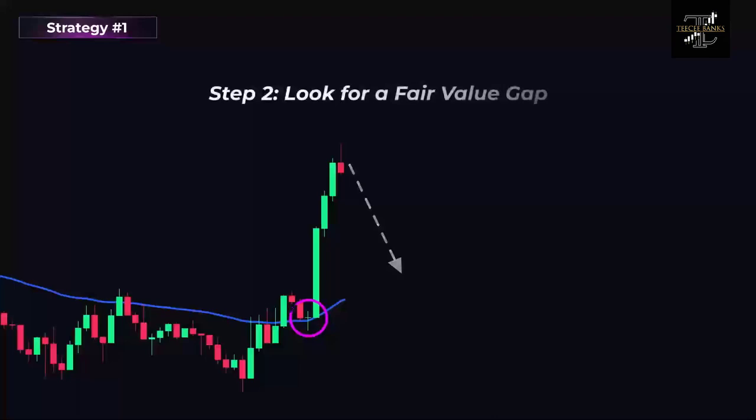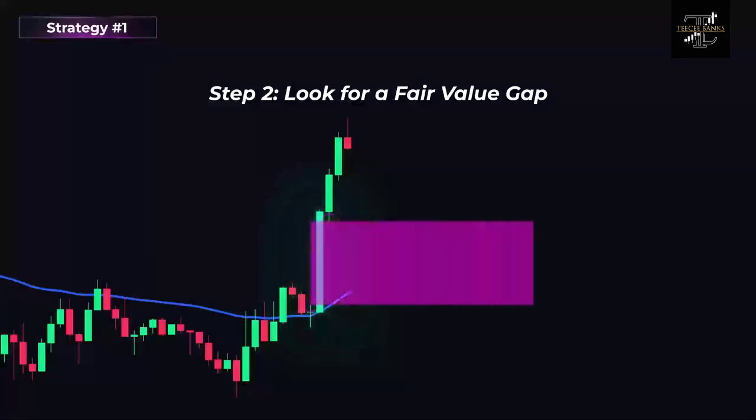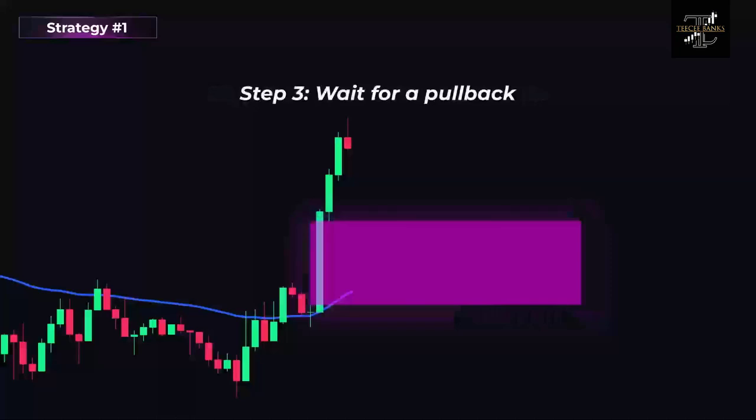The next step is to look for a fair value gap, and right here, we spot a large green candle where the high of the previous candle doesn't overlap the low of the next candle, creating a fair value gap. The size of the gap is also quite large, which makes it valid for entry. The next step is to be patient and wait for the price to pull back into the gap. But we also want to make sure that the uptrend structure remains intact and that the pullback isn't too deep.